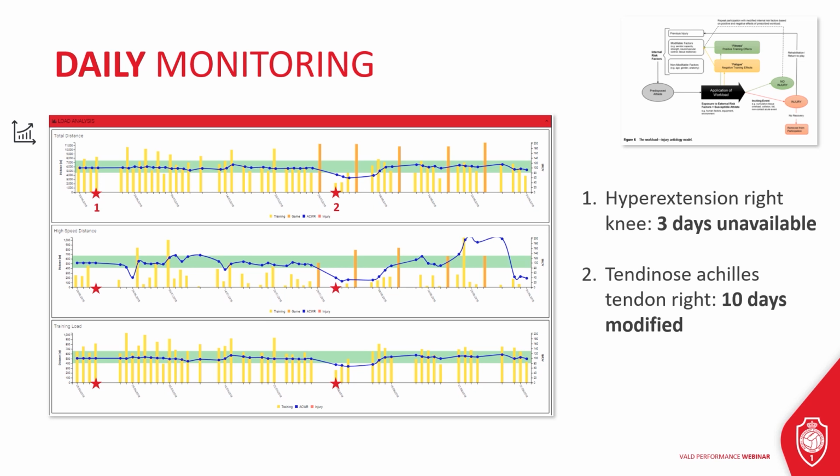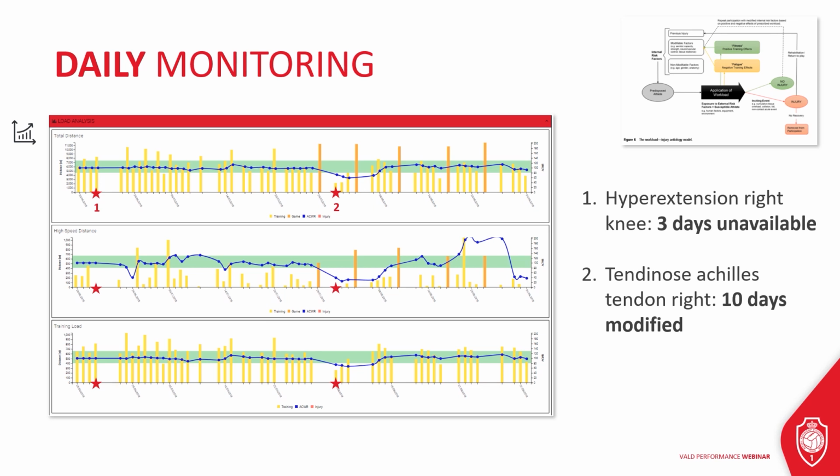Another example here is from the monitoring with the acute chronic ratio. Here you have an acute chronic ratio of a player in the first graph for the total distance, second graph the high speed distance, and the graph below is for the training loads. With a red asterisk, I showed you the data where the player was injured.